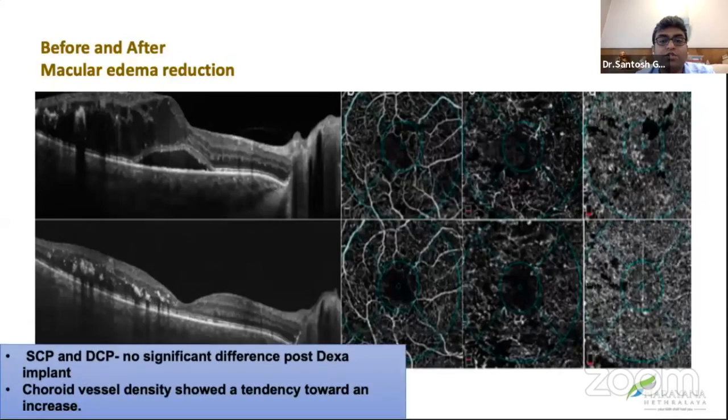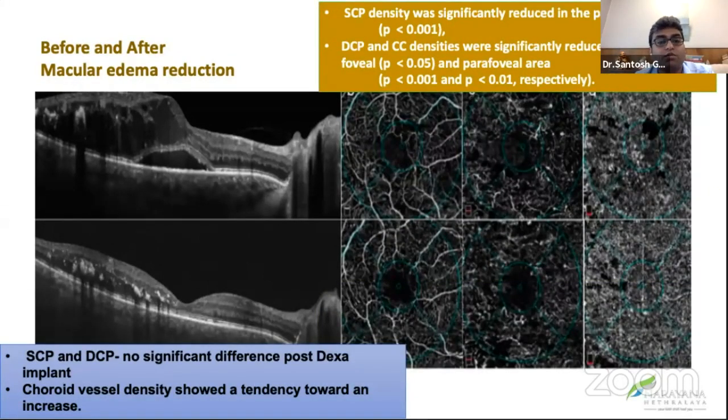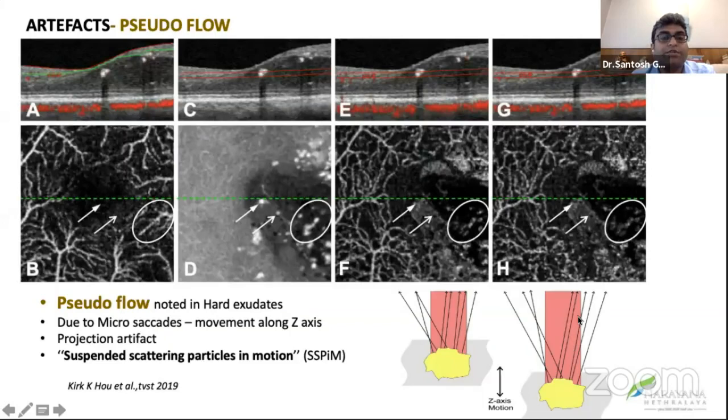There's another study which showed that before and after Ozurdex injections, the dexamethasone implant, they did not really find significant changes in the SCP as well as DCP, whereas in the choroid they found a little better visualization of the coarse architecture, obviously because of the decrease in macular edema spaces. But what they found was that the changes were more in the parafoveal area, both in the SCP as well as the DCP. The other thing we need to keep in mind is pseudoflow. These are artifacts that we see, especially with hard exudates. When the eye moves, the saccades that happen tend to project these hard exudates and aneurysms as pseudoflow.